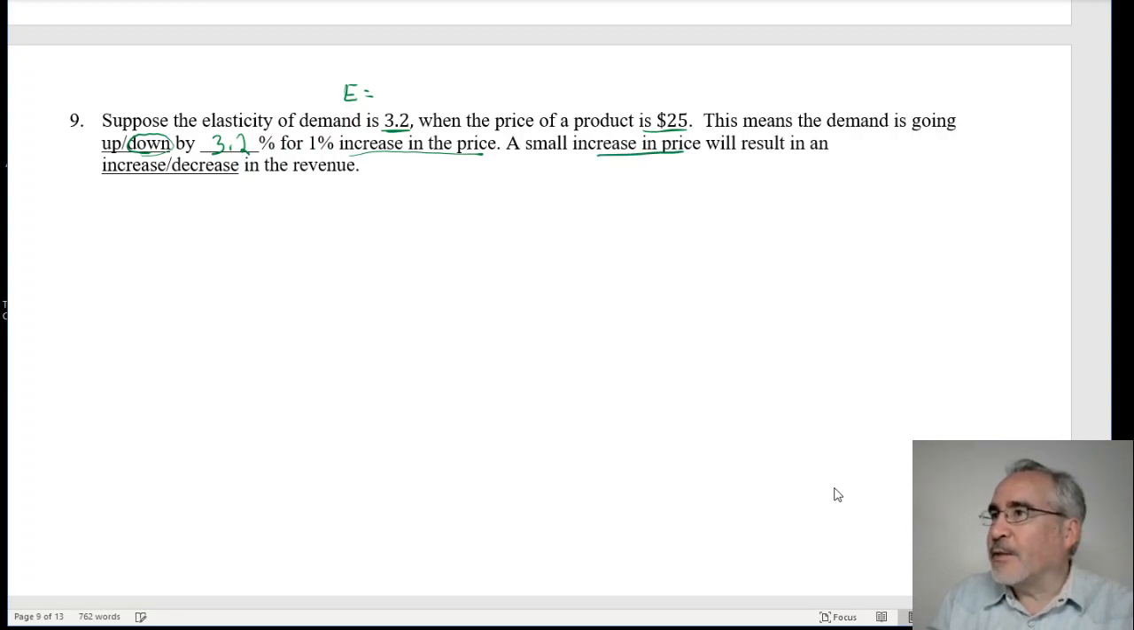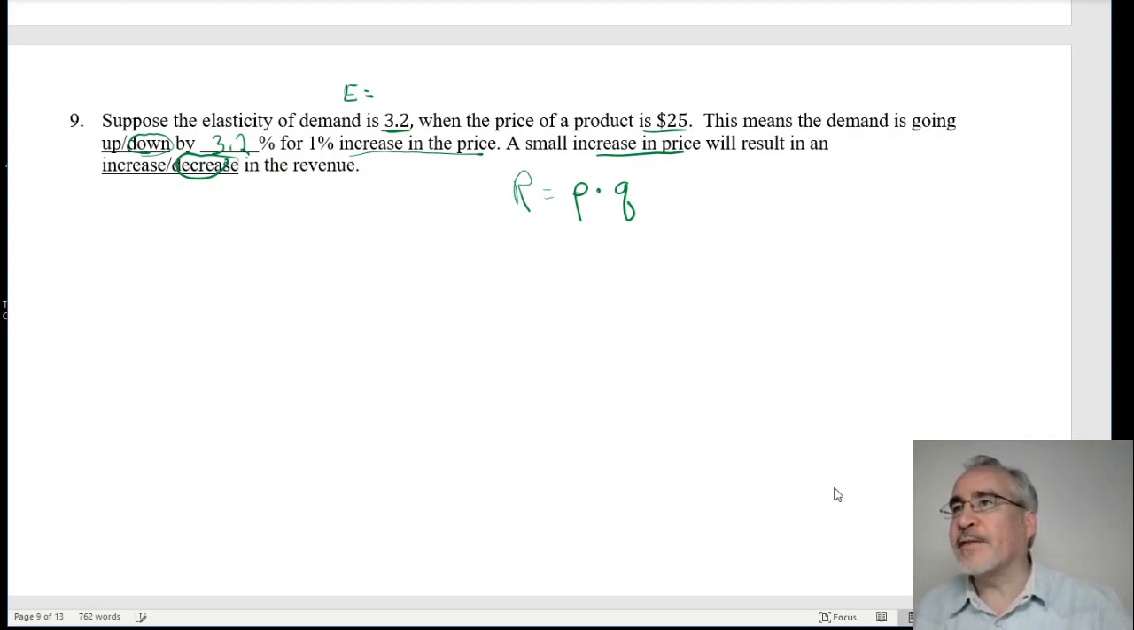So a small increase in price will result in what happening to the revenue? The revenue is going to decrease because the demand goes down by more than the price went up. Net result is, remember, revenue is always equal to price times demand, which is our Q function. And so if price goes up by 1%, but the demand goes down by 3.2%, when you multiply them, you get less revenue.